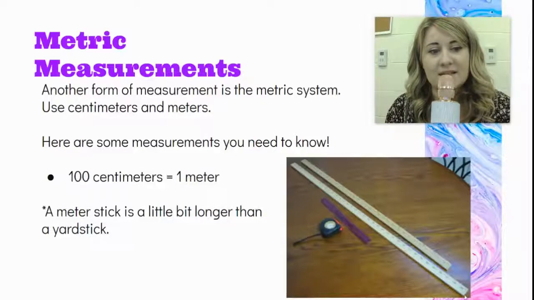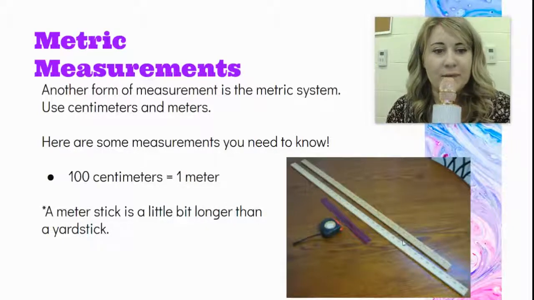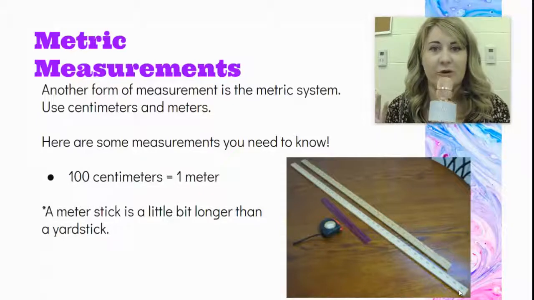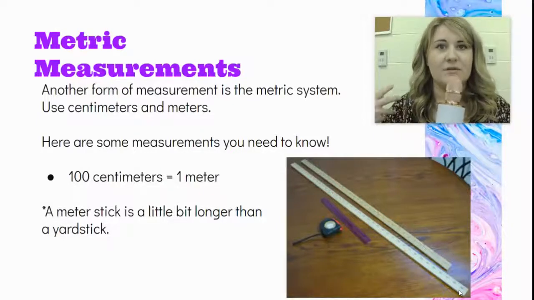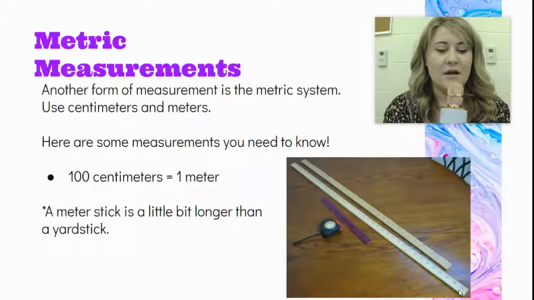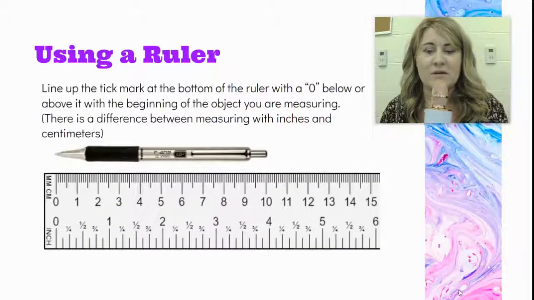A meter is this right here in the middle, the longer one. It's about the same length as a yard. It's a few inches longer, but there are 100 centimeters in this. And people in other places in the world use meters and centimeters to measure things instead of inches and feet and yards. So we already talked about using a ruler.